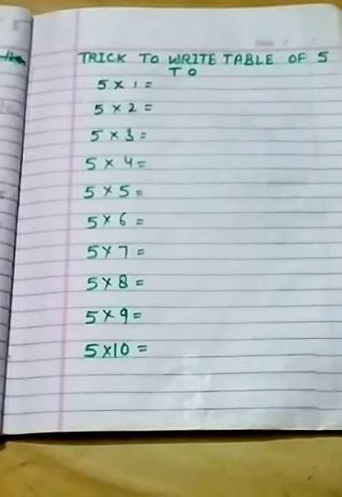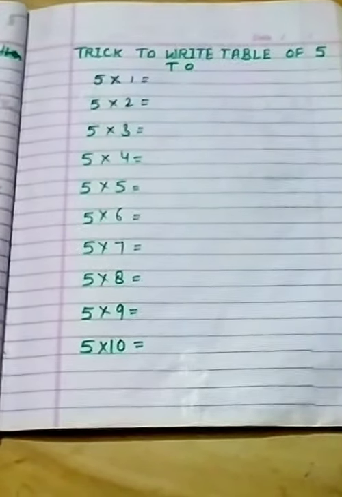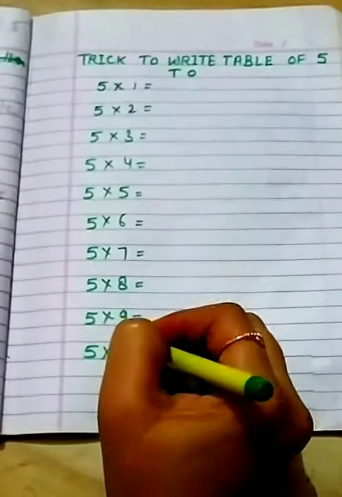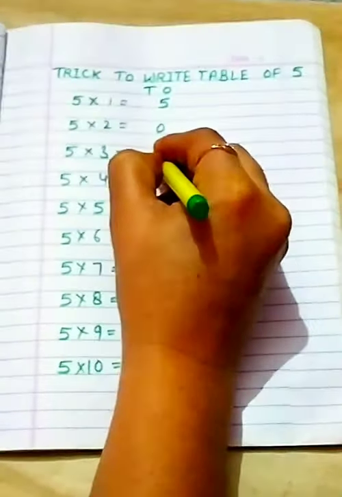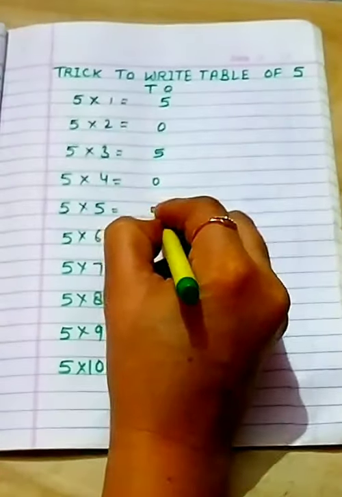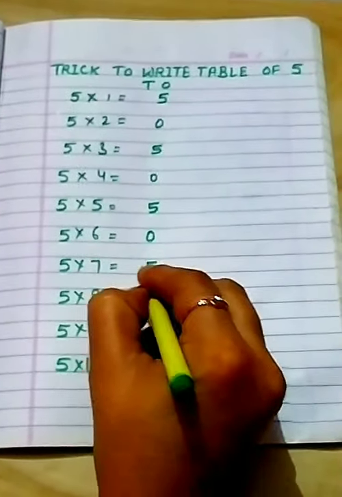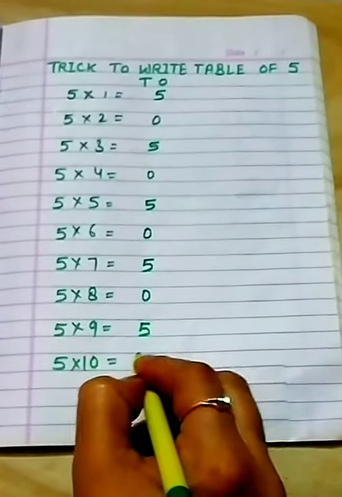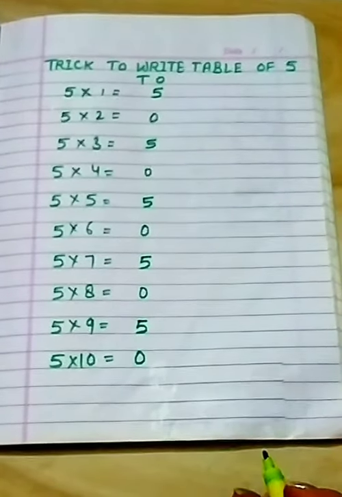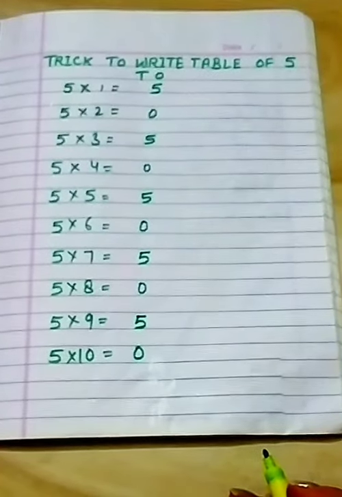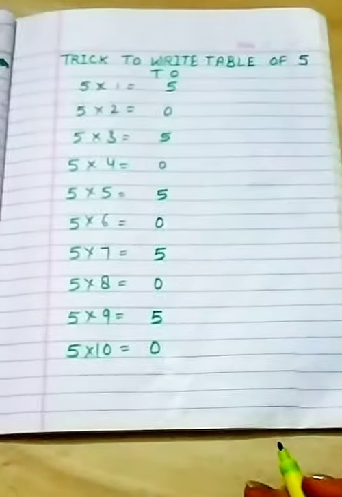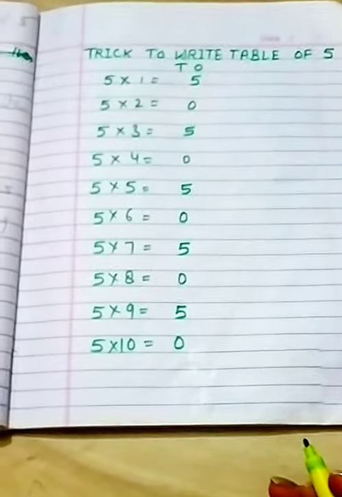Trick to write table of 5. First we will write in ones place 5 then 0 from 1 to 10. 5 0 5 0 5 0 5 0 5 0. Then we will write in the tens place 0 then each number from 1 to 4 twice. Then in the last we will write 5.